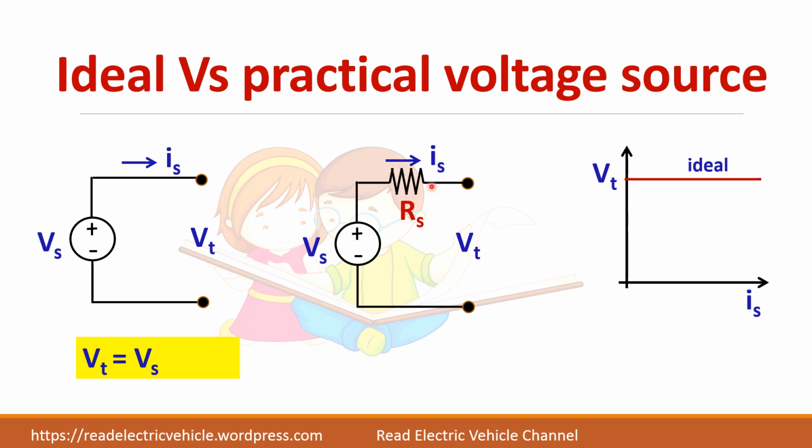Whereas in case of a practical voltage source, there will be some series resistance. So due to this, when the current flows through it, there will be I into R voltage drop. So VT is equal to Vs minus Is into Rs. So VT will be always less than this voltage. So practical voltage source, when the current increases, the voltage will drop.